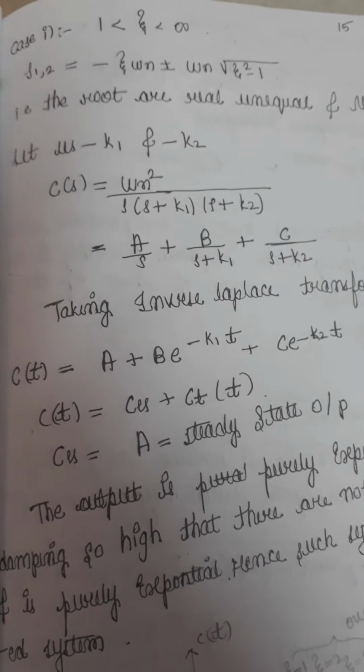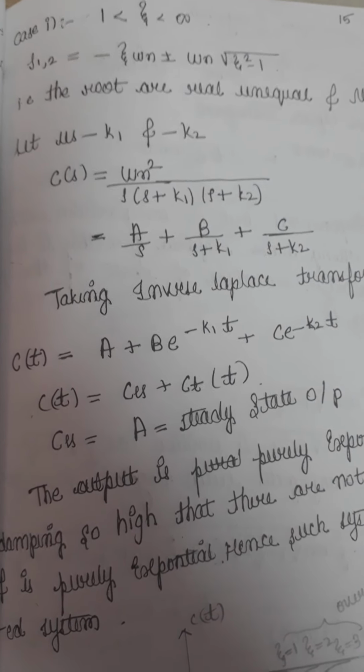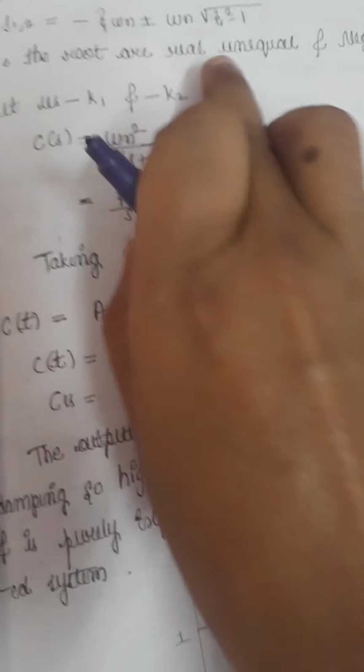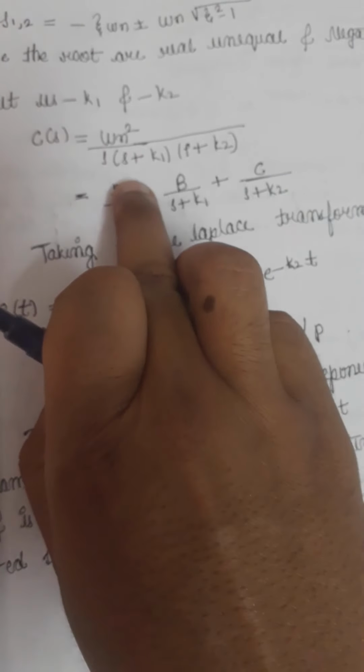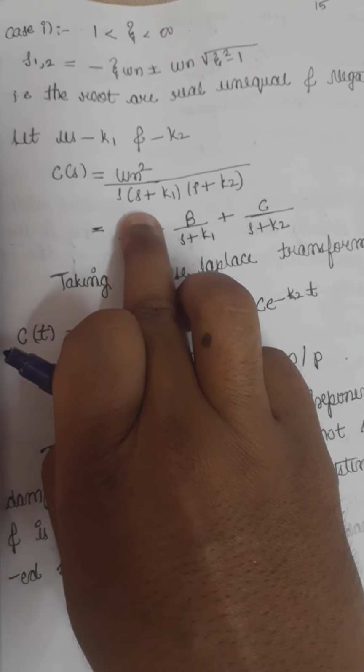Okay, so those roots I am considering as constants here. One is minus k1 and one is minus k2. So the first is referred to as minus k1, and the second root is considered as minus k2. That expression I have written like this, omega n square, for easier simplification. That is the only reason. s into (s plus k1), s into (s plus k2).